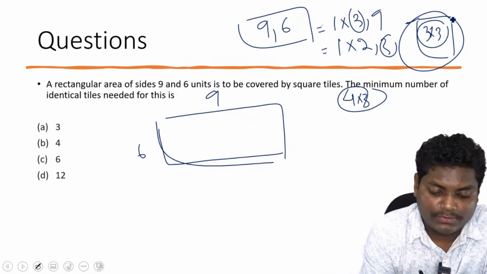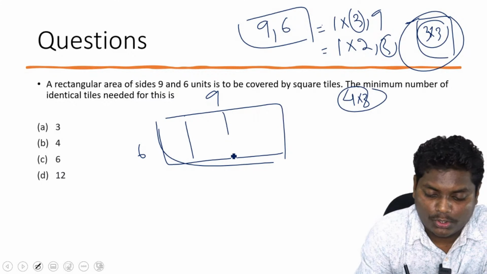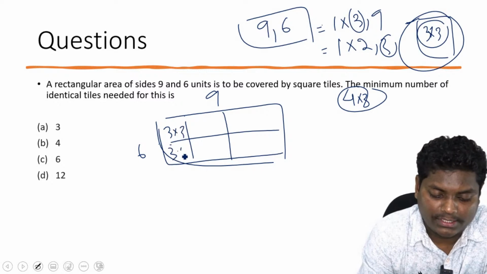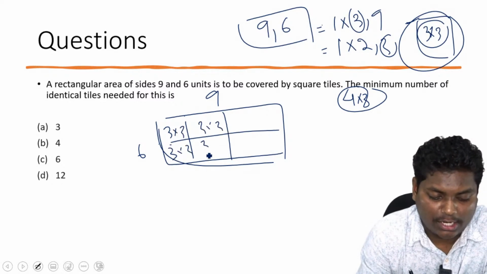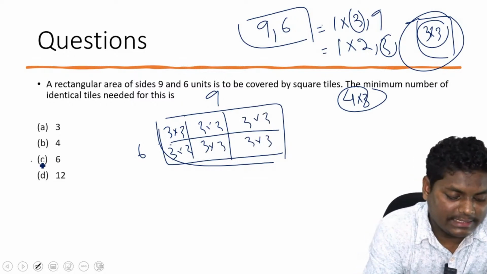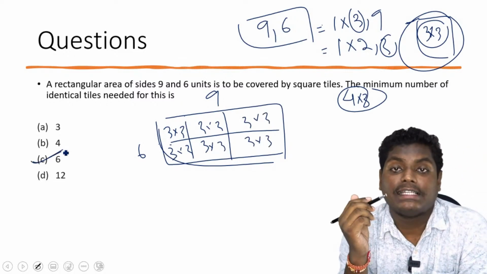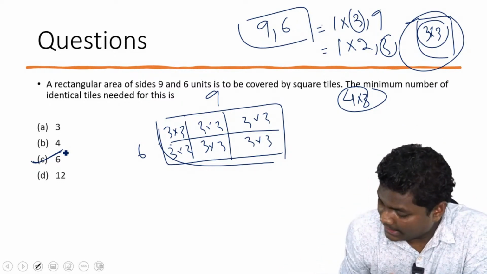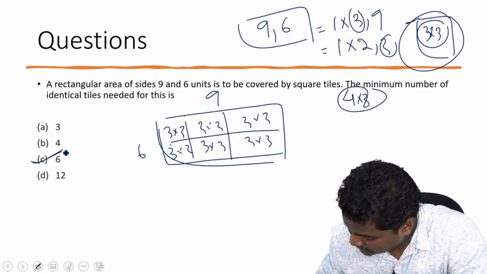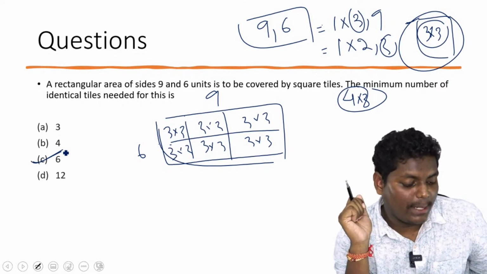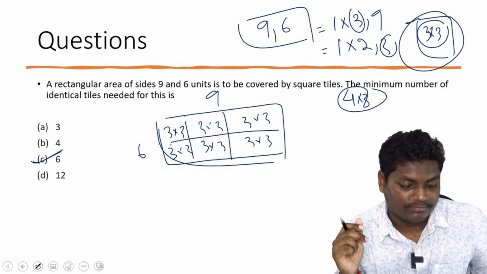If we fill this up with 3 cross 3 tiles, we can place 3 here and 3 here. So you can just count. We can fill this up with 6 3 cross 3 tiles. Great. Now moving to the next question.